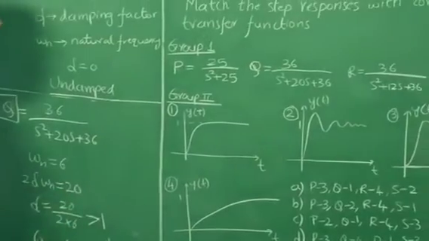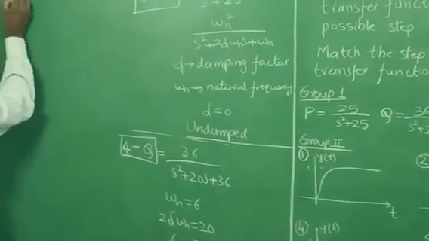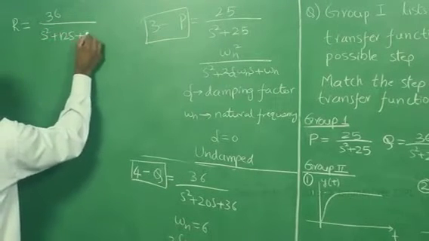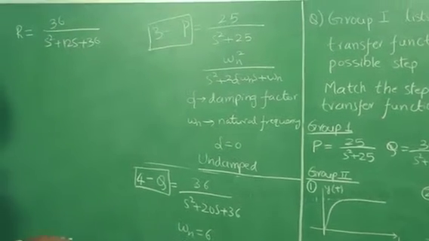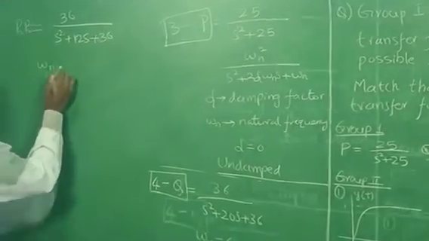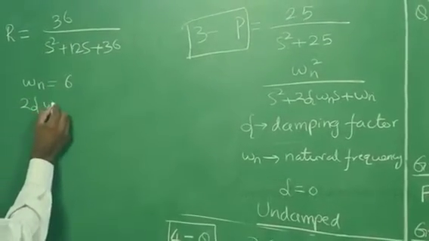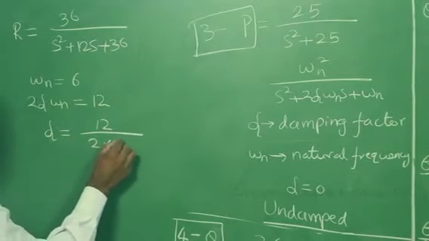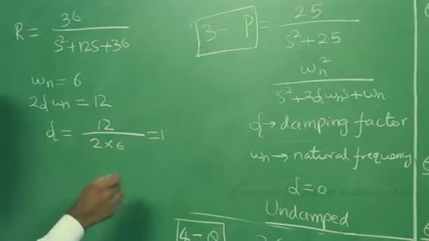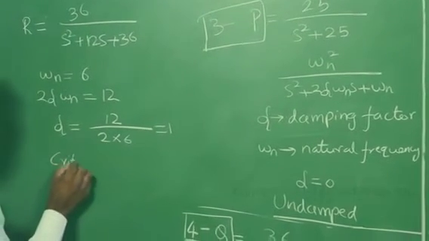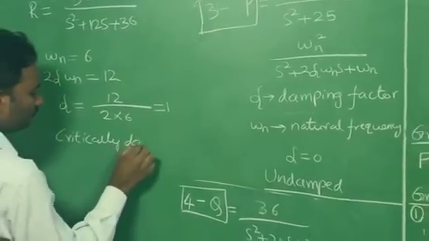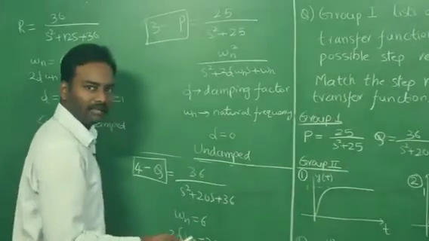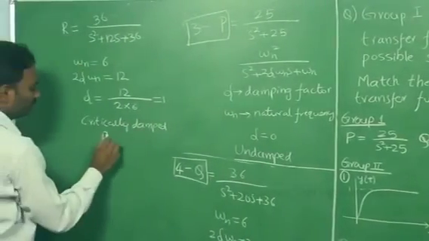Now, take the next transfer function R, 36 divided by s square plus 12s plus 36. We can see omega n is 6 and 2 zeta omega n is 12. So zeta will be 12 divided by 2 into 6, that is equal to 1. When zeta is equal to 1, it represents a critically damped function. From the given list, the first graph represents a critically damped response, so we can match R with 1.